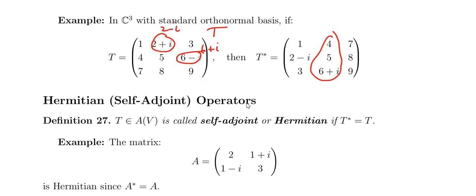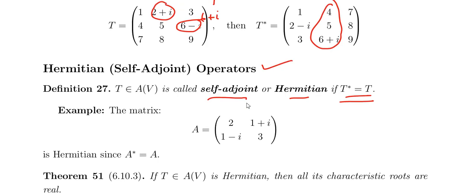and 7 8 9, third column, okay, that is called the T star. And Hermitian, that is the self adjoint, is an operator. So T belongs to A of V is self adjoint or Hermitian if T star equal to T.